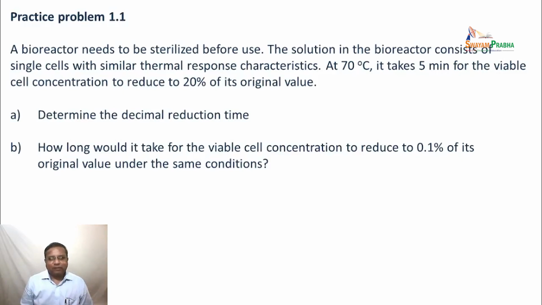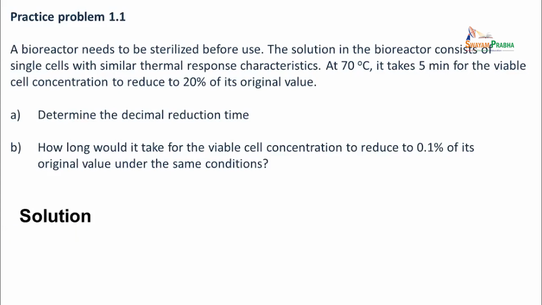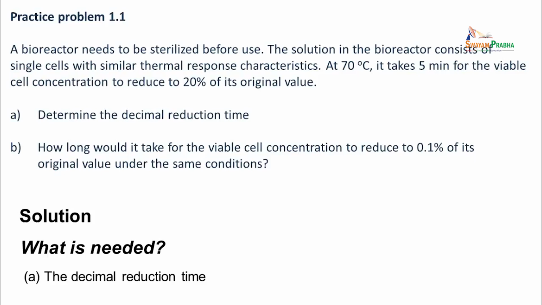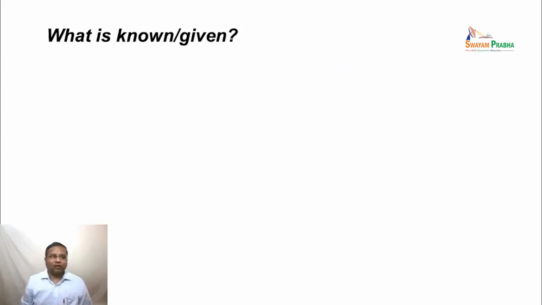And also it says that at 70 degrees C, it takes 5 minutes for the viable cell concentration to reduce to 20% of its original value. Okay, having seen this, let us go about the solution. First question, as we said, was what is needed. Let us take one part after another. Part A, the decimal reduction time. So that is clear. So let us ask the second question. What is known or given?